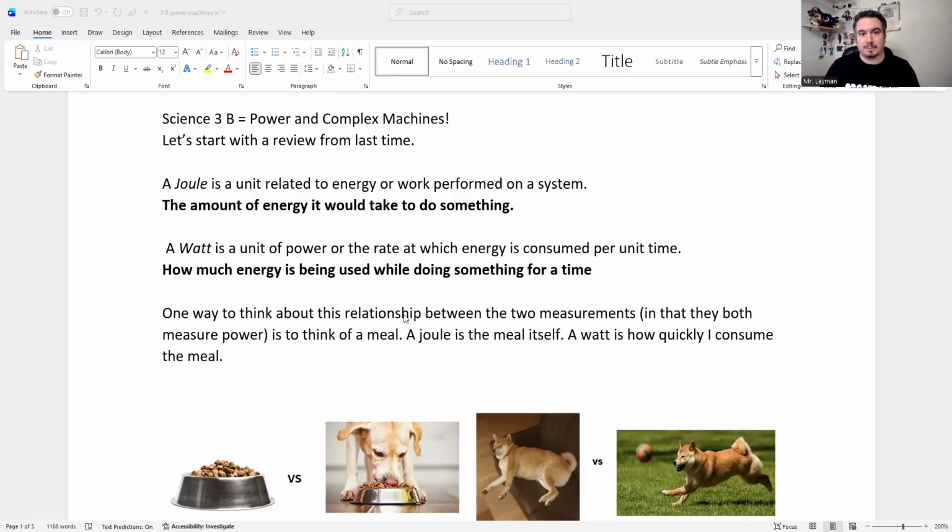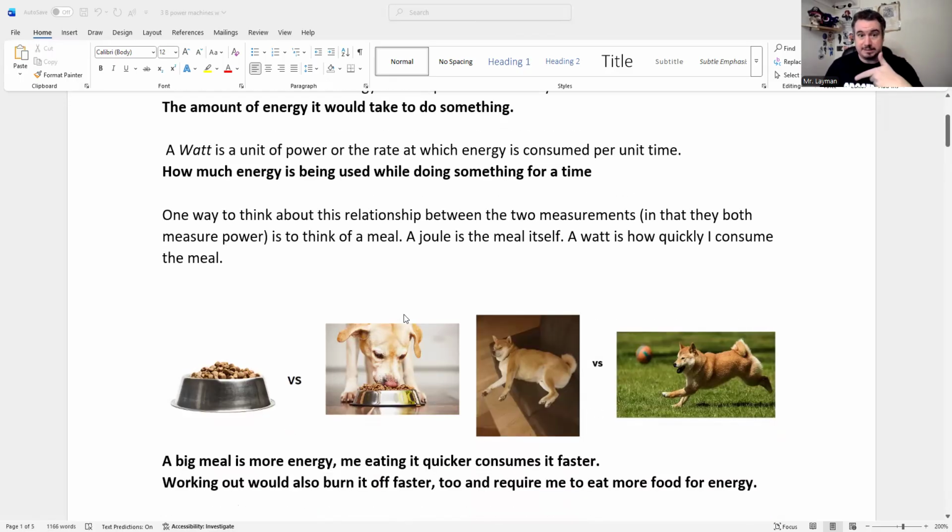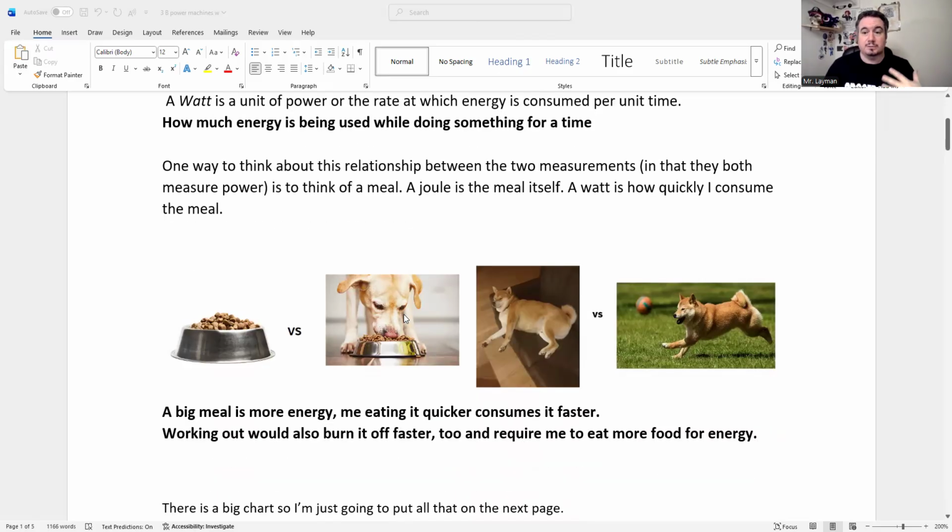I think a good way to think about this relationship is with these cute, fun dogs. One way to think about it is like you are measuring power. Think about it like a meal. The joule is the meal. Like, how much energy are we talking about? A watt is how quickly I'm consuming this meal. By consuming, I might also mean burning off this meal.